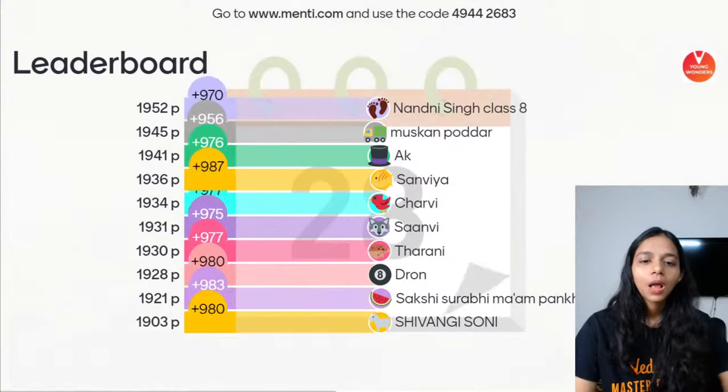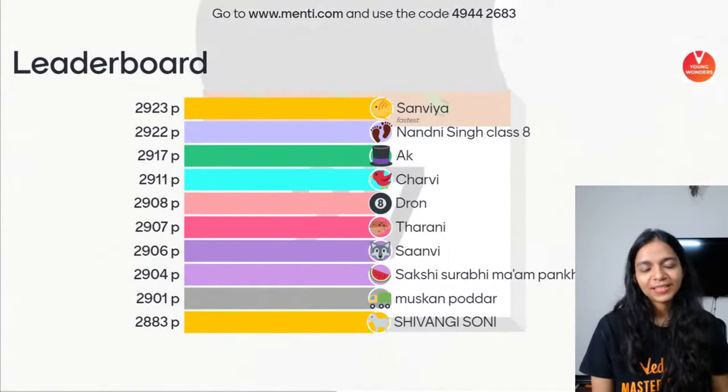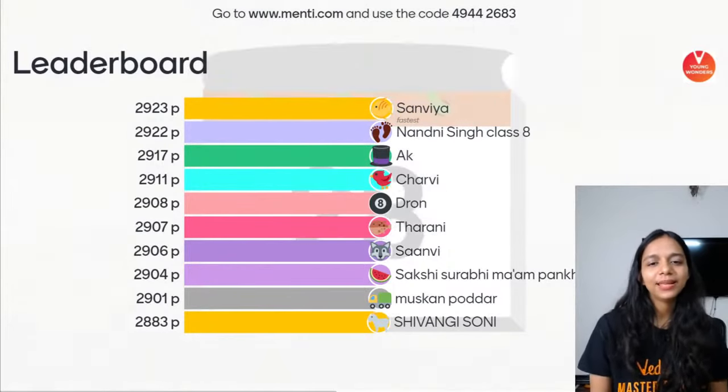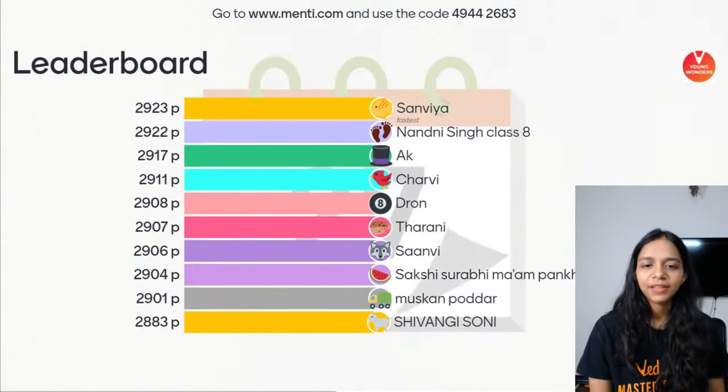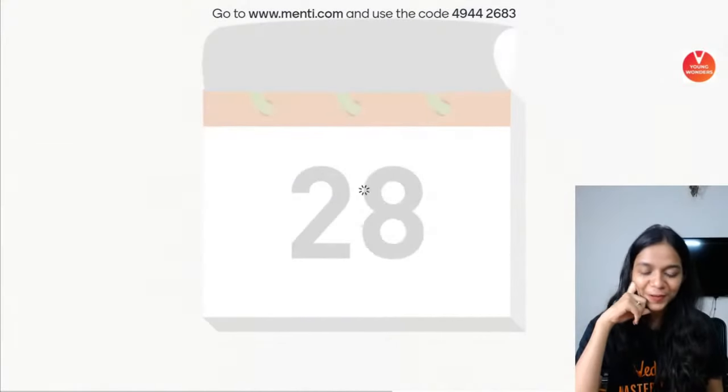ठीक है? अच्छा, leaderboard देखें, and we have Sanvia, who's the fastest and on top. Then we have Nandini, AK, Charvi, Drone, Tharani, Sanvi, Sakshi, Mirapankha, Muskan, and Shivangi on top of the leaderboard.